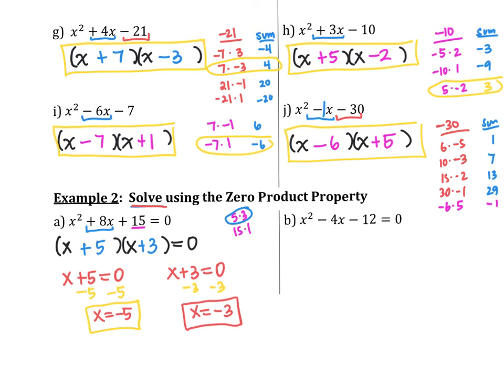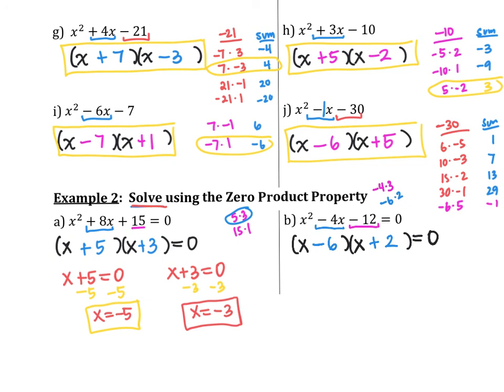Okay, x squared minus 4x minus 12 equals 0. It's in standard form. I want to change it to factored form so I can do the zero product property. Because it's x squared, x times x. Let's see, what do I times to get negative 12? Well, negative 4 times 3. Does that add up to negative 4? No. How about negative 6 times 2? Negative 6 plus 2 is negative 4. So it's negative 6, positive 2.